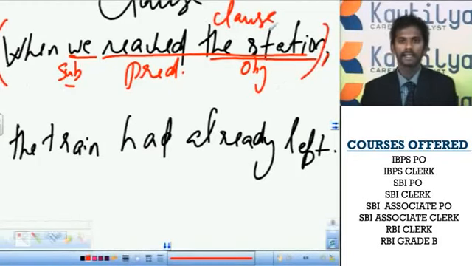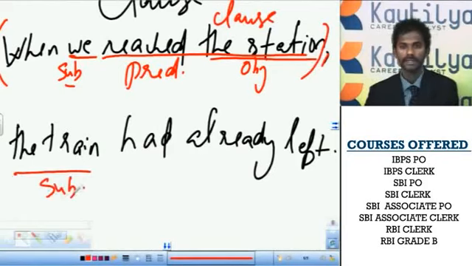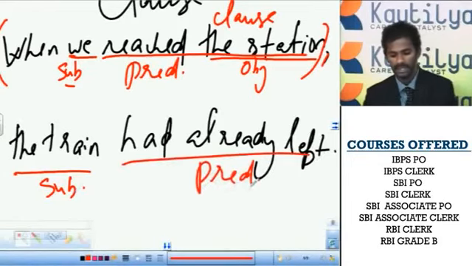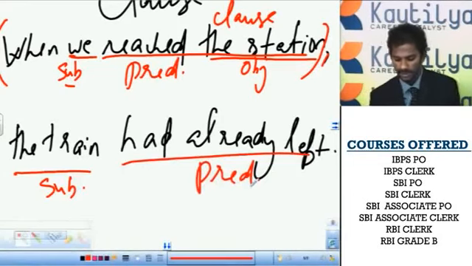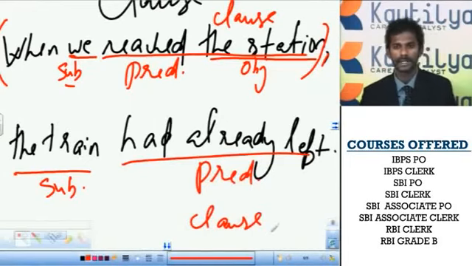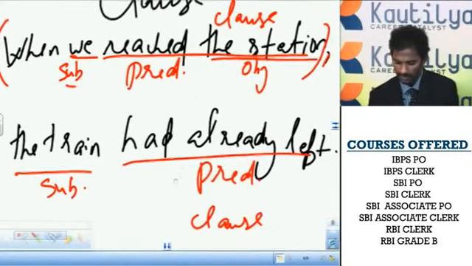Come to the second one. The train had already left. The subject is "the train." Is there any other noun or pronoun here? No. So there is no object in this clause. Actually, an object is not necessary; it may or may not be there. The predicate is "had already left." Clear? So this can also be termed as a clause because it is also a part of a sentence containing a subject and a predicate.